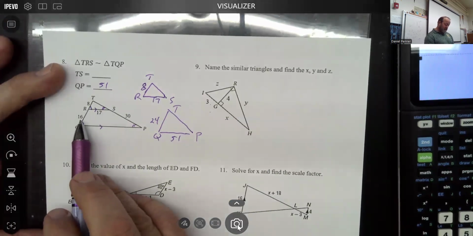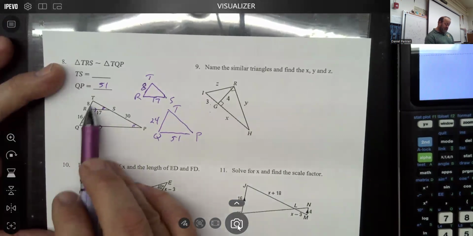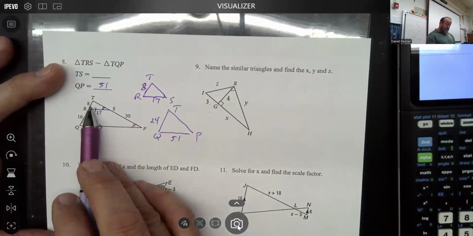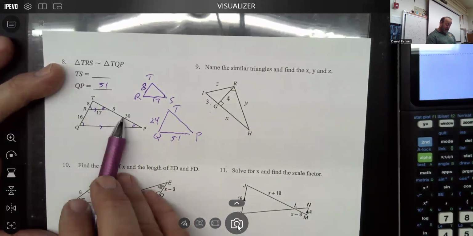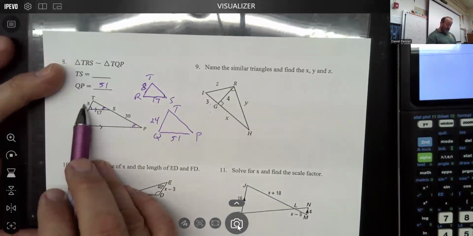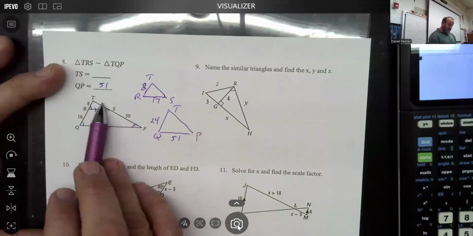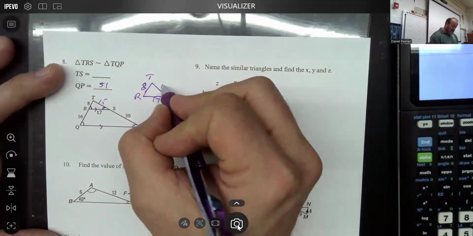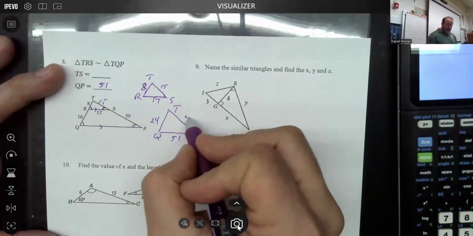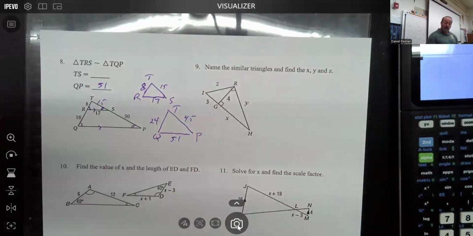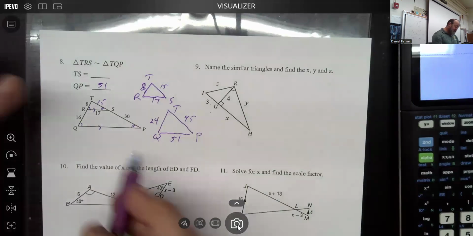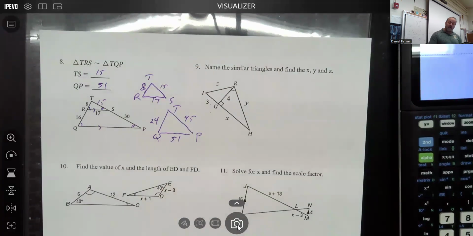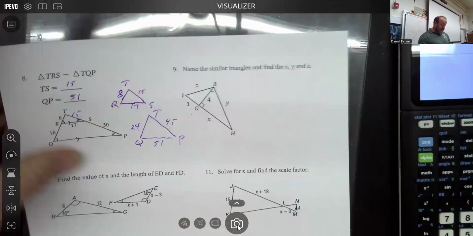Notice this is a 2-to-1 proportion internally, that this chunk is twice as big as that side. So if that's true over here, if this is in a 2-to-1 proportion, then this is also in a 2-to-1 proportion, which means this side is 15, which means this entire side is 45. And that makes sense because it should have been in a 3-to-1. So the value of TS is in fact 15. Nice, easy little problem. Like I said, we're going to hold off on number 9 for a later video.